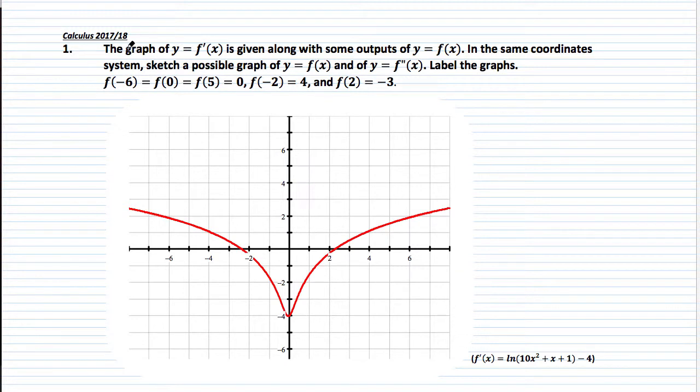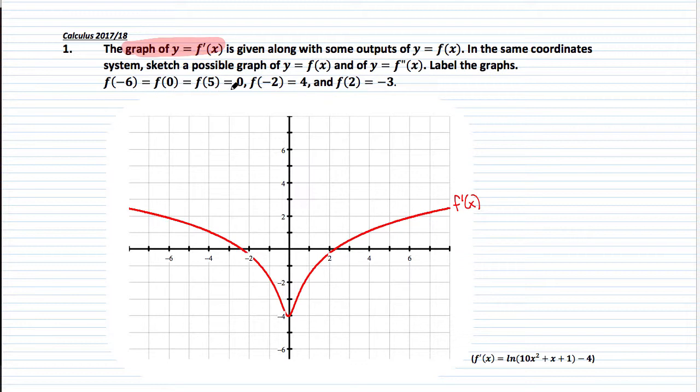Please don't forget, as we just said twice, this is a graph of f prime of x. So I'm going to make sure that I know that, and I'm going to label it. In the same system, let's sketch a possible graph of the function and of the second derivative of this function. And we want to make sure we label those.